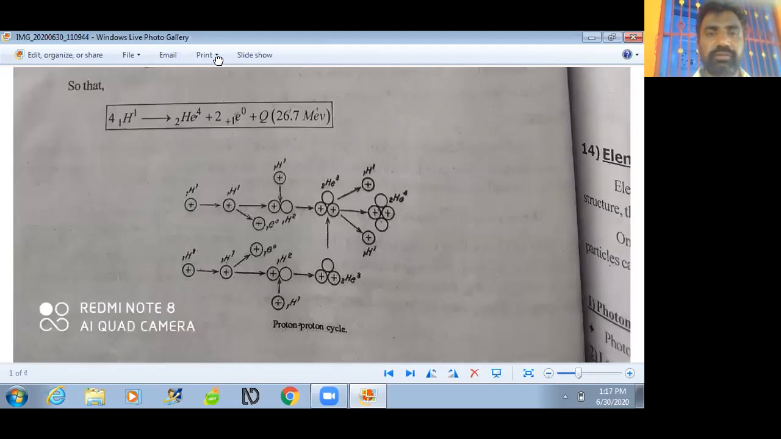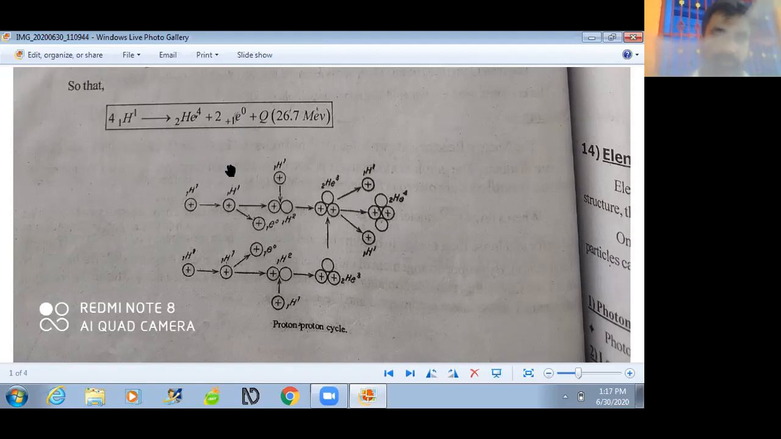So here I have drawn a complete proton-proton cycle in one figure. One proton plus one proton, two protons combine to form a helium nucleus plus one positron. Then this nucleus again combines with a proton and forms a 2He3 nucleus. Then two He3 nuclei fuse together and form two protons and one helium nucleus. This is a block diagram of a proton-proton cycle.